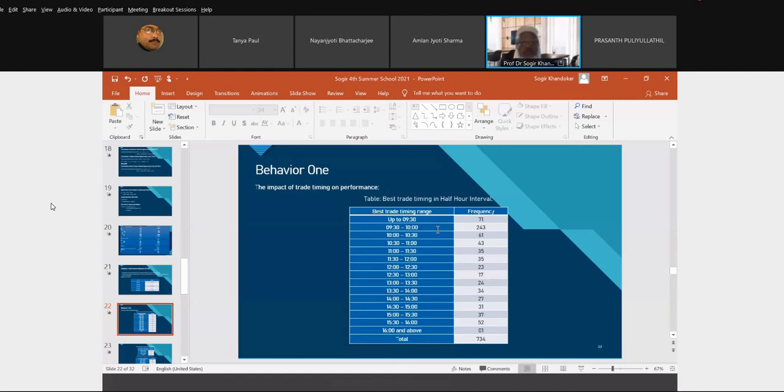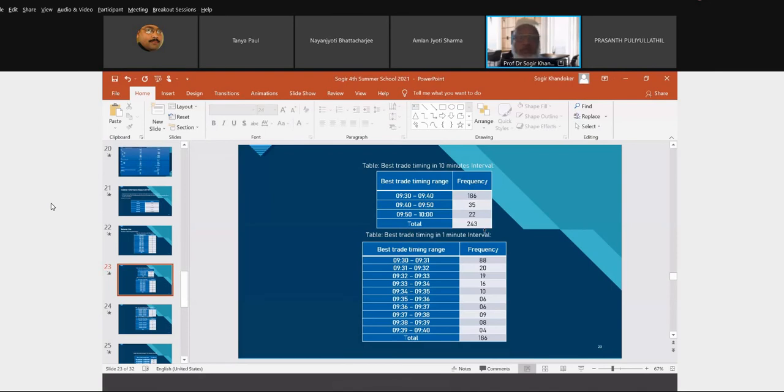The figure shows that if we divide these 243 trades into 10-minute intervals, that is 9:30 to 9:40, then 9:40 to 9:50 and 9:50 to 10, the result comes out that 186 trades performed better between 9:30 and 9:40. So an earlier time is better.